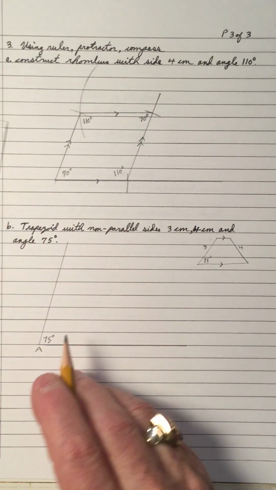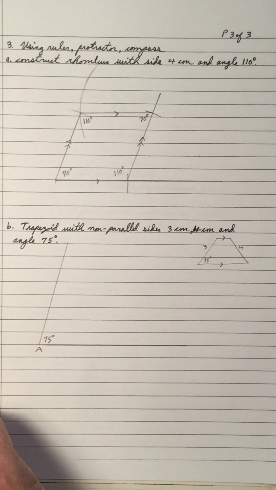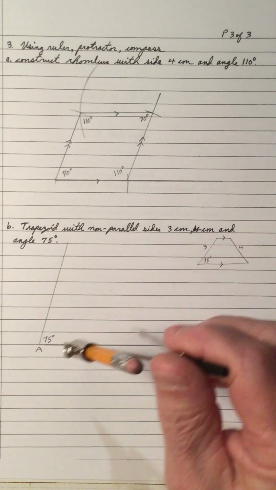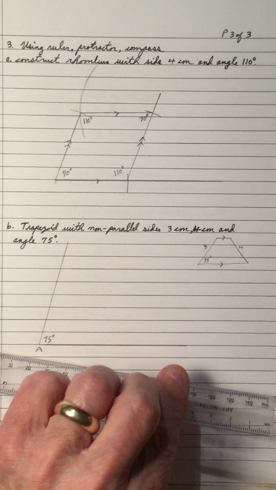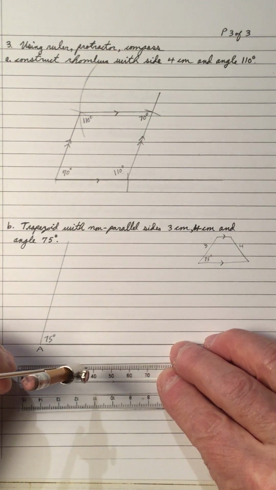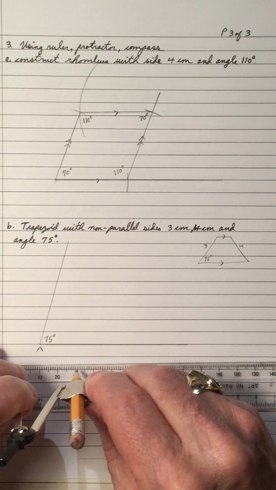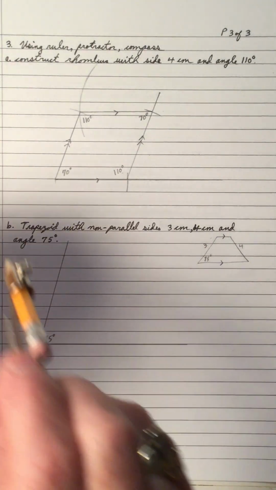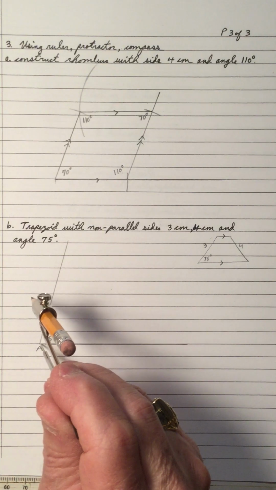Now, you've got to be careful, because I can mark off a side of 3. Let's mark off this side right here as 3. So take my ruler and do 3 centimeters. So here we go. 3 centimeters is right there. Move that away and mark off 3 centimeters.